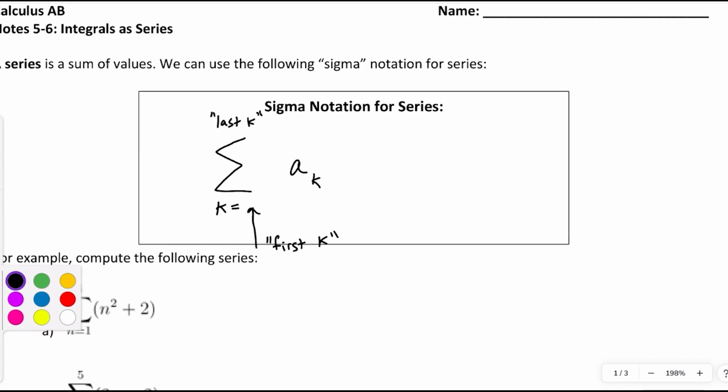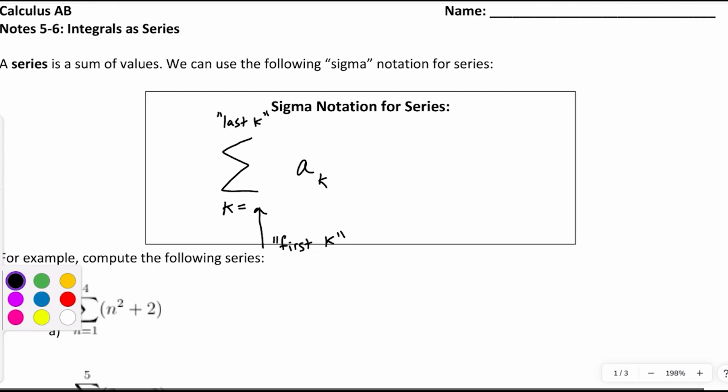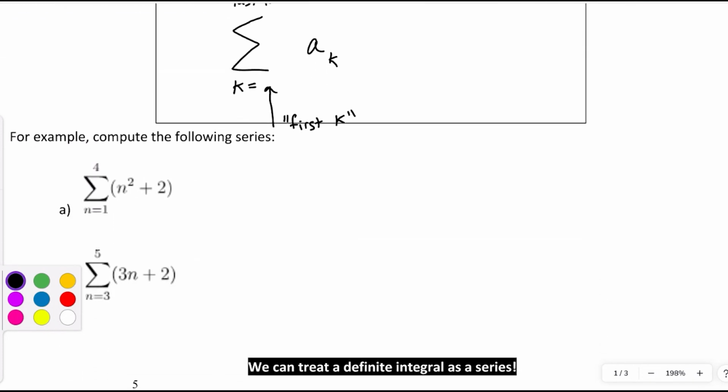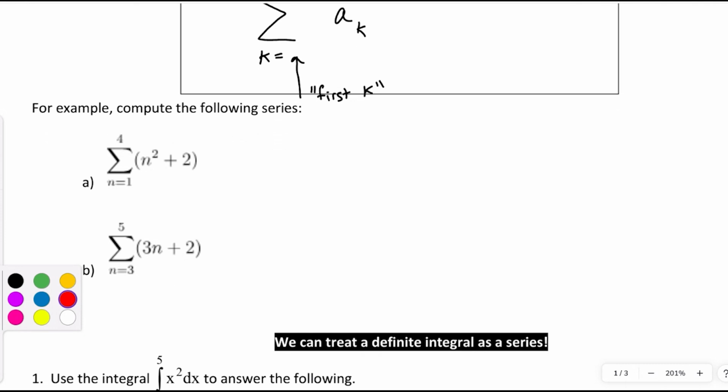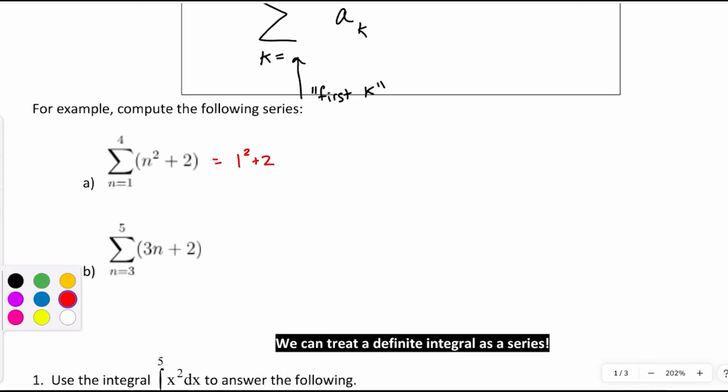So let's look at a few real basic examples, and then we can see how we might use this to calculate the area under a curve. So here's a sequence, n squared plus 2. And what this summation notation is saying is that we want to add up all the terms, starting with the first term and ending with the fourth term. So the first term here would be just 1 squared plus 2. This is our first term, where n equals 1.